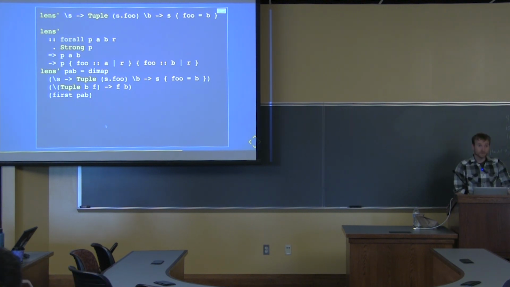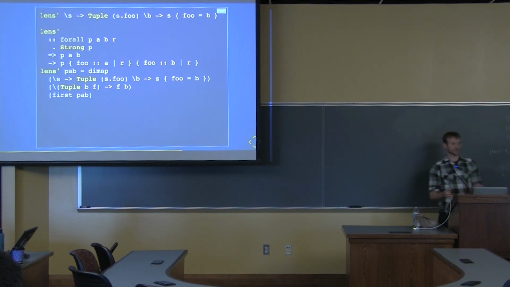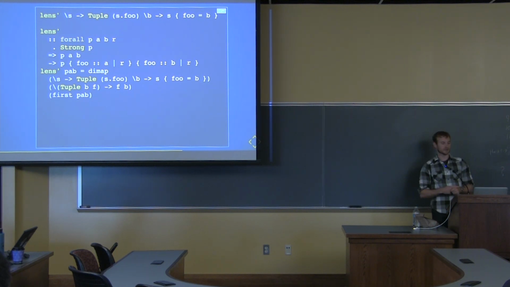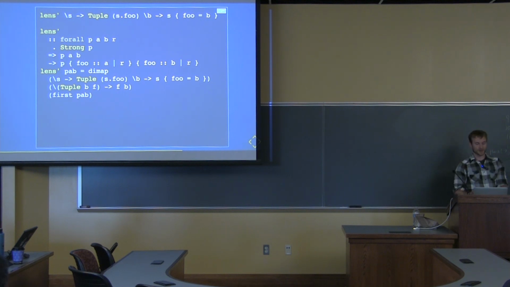So what is the second? The first one is the function that we passed in. This is just a function that is defined here as part of the definition for lens prime. It's a function that takes some tuple and then applies the second element of the tuple to the first element. And then the third argument to dimap is this. It calls first on PAB, which is why we need the Strong instance, because whatever that PAB is, we need to be able to call first on it.